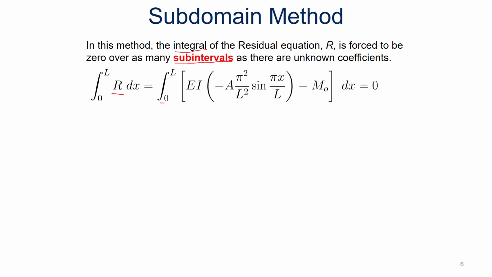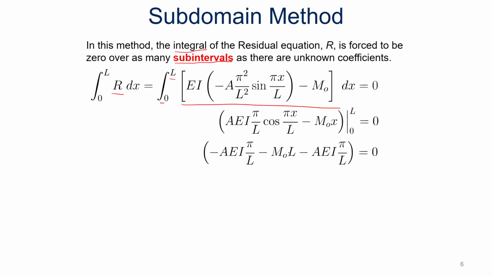So we go from 0 to L, and we're going to substitute in our whole residual equation that we had from the previous slide and developed in the first presentation. And we're going to integrate that with respect to x and say that all is equal to 0. We're forcing the error to be 0. All right, so we've done the integration. A pi over L cosine pi x over L minus the moment times x. All right, so we carry through with our limits of 0 and L, and we solve for A, and we have the moment times length squared minus 2 pi E times the moment of inertia.